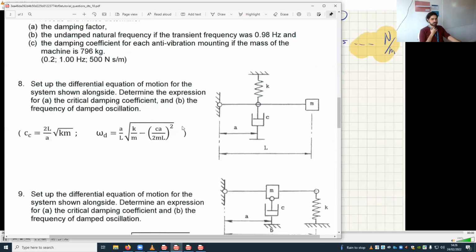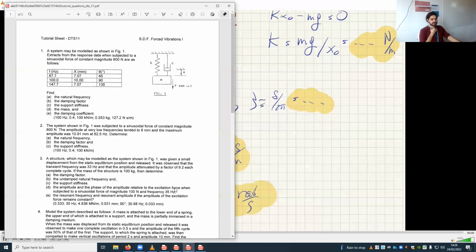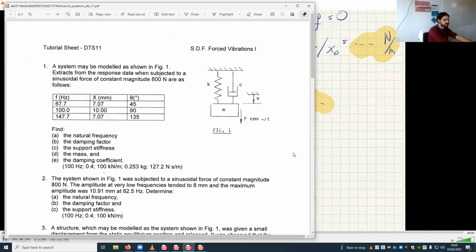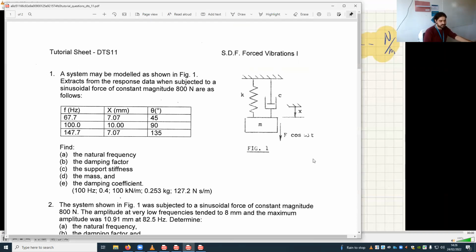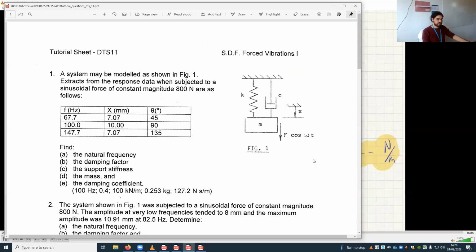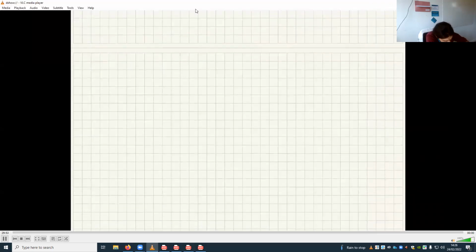Now let's go to not these ones. Let's go to DTS11. That's because DTS11 contains forced vibrations. So far, we have only dealt with single degree of freedom vibrations that were freely decaying. And now we will do 1, 2, 3. We'll do the first 3 of these, but first I'll give you a small recap of forced vibrations.